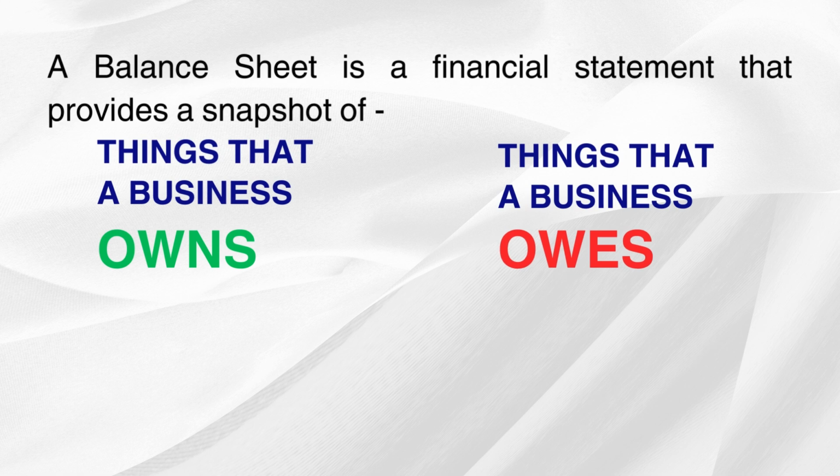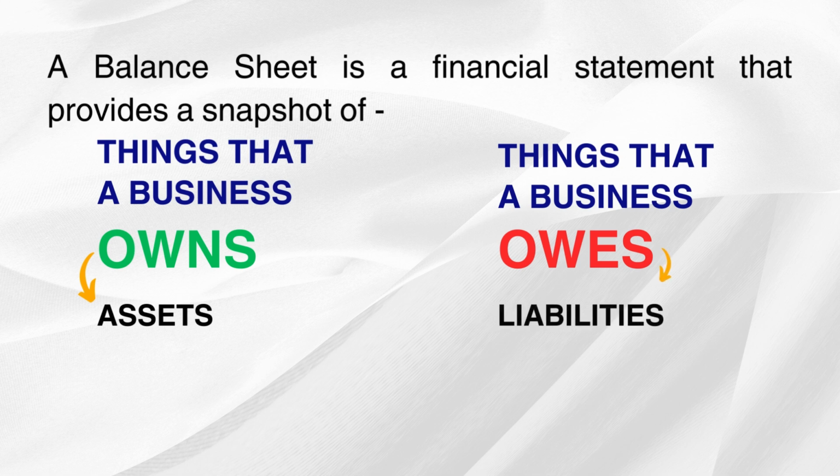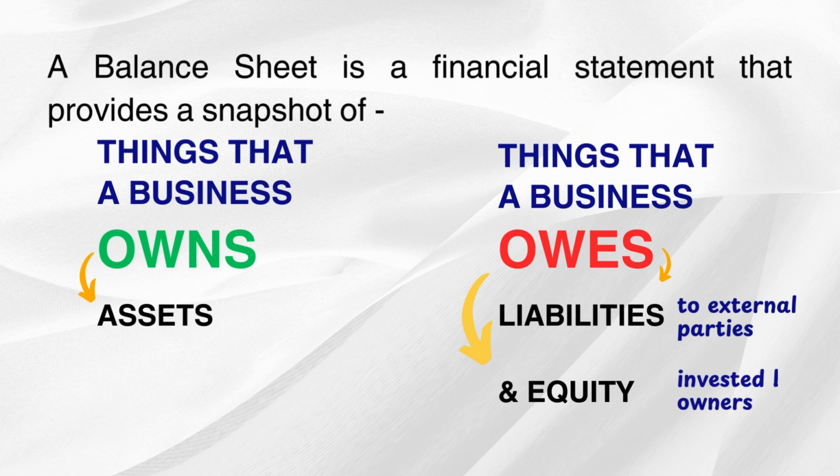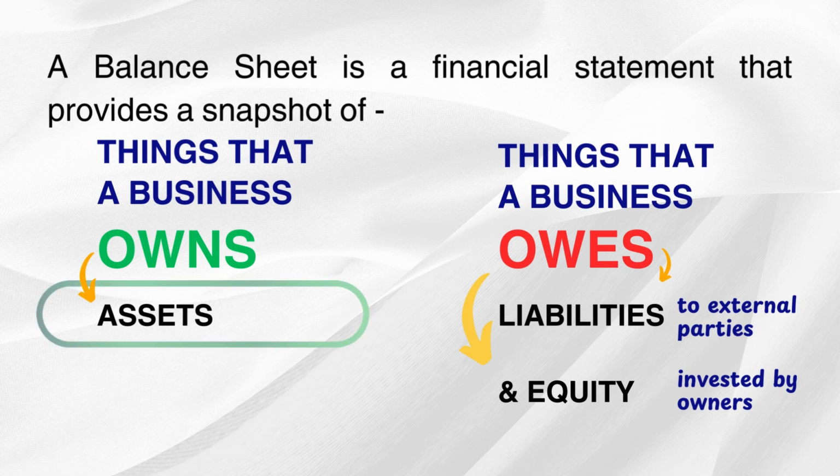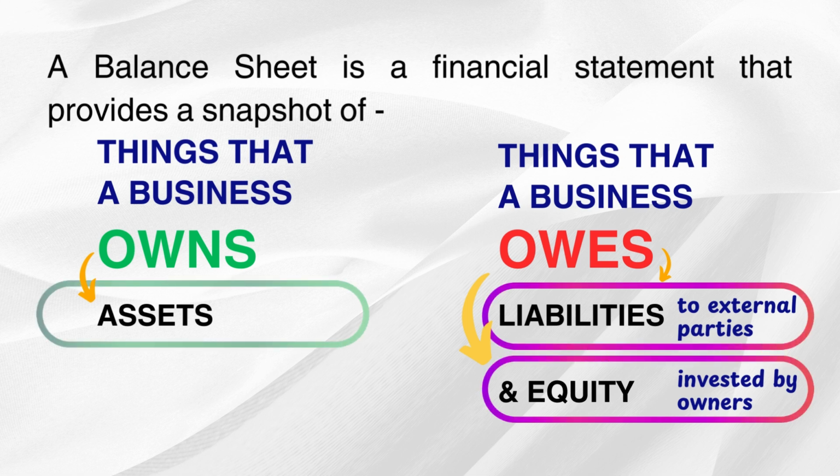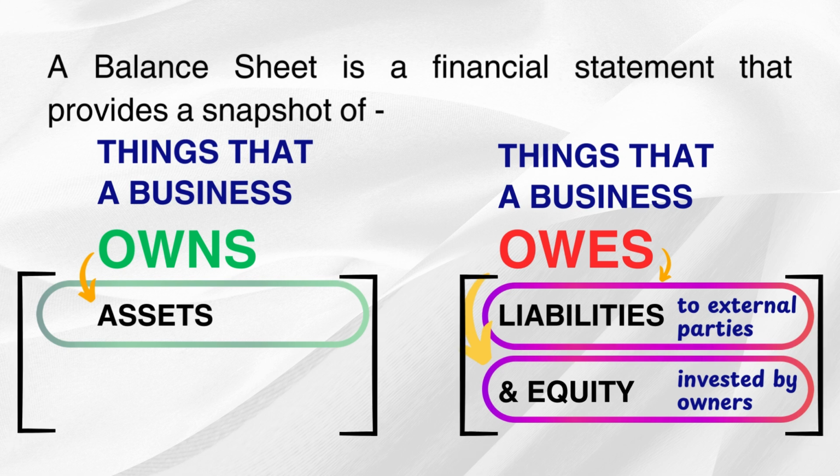The assets of a company, that is everything a business owns, are funded by a combination of liabilities to external parties and owners' equity, that is the money invested by owners. As all the assets of a company are funded by the liabilities and shareholders' equity, total of these two sides are always equal. Thus, balance sheet follows the accounting equation: assets equal to liabilities plus equity.